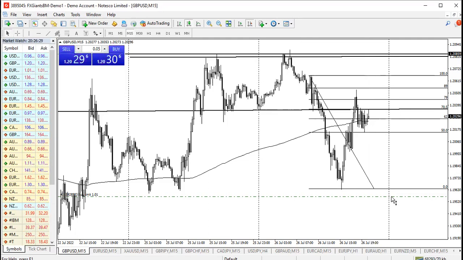So in a day, within a few days, you can get yourself a 100-plus pip move when it comes to GBP USD, trading the daily highs and lows strategy.